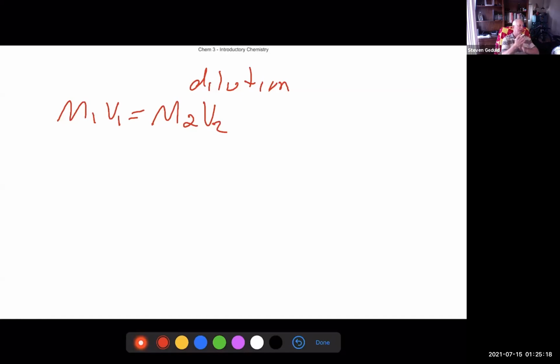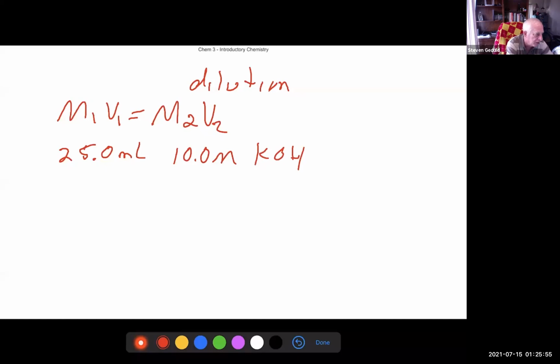All right. So let's dilute a solution. Let's do 11.6 in your book. It says you have 25 milliliters of a 10 molar solution of potassium hydroxide. You have enough water to make 500 milliliters of dilute solution. What is the molarity of your final solution? So you're starting with 25 milliliters of a 10 molar solution, which is a pretty strong concentration, of potassium hydroxide. That's what you're starting with. And you're going to add enough water to make the total 500 milliliters.